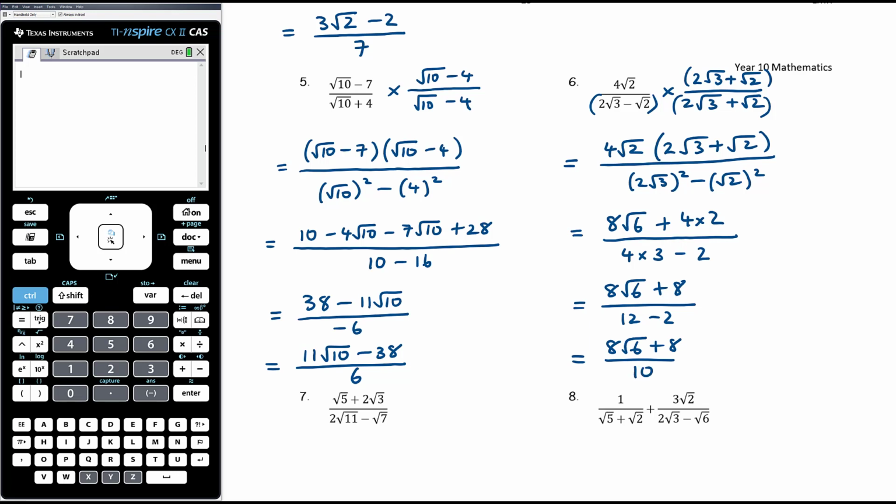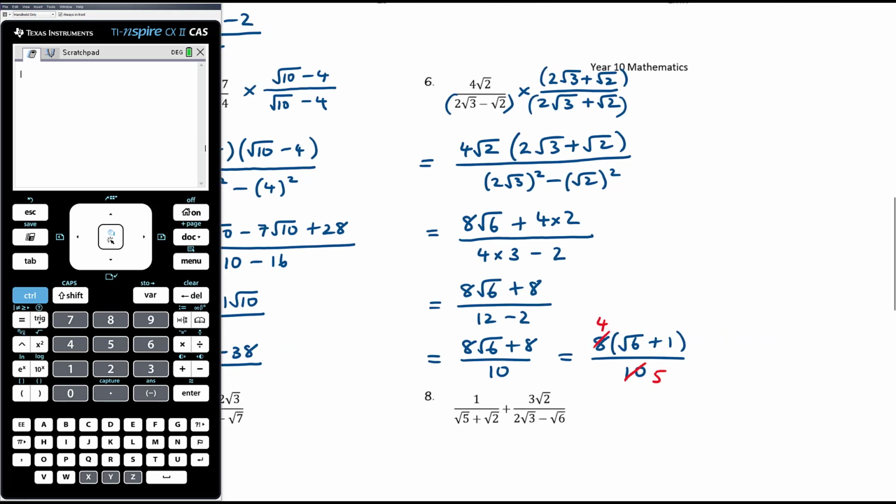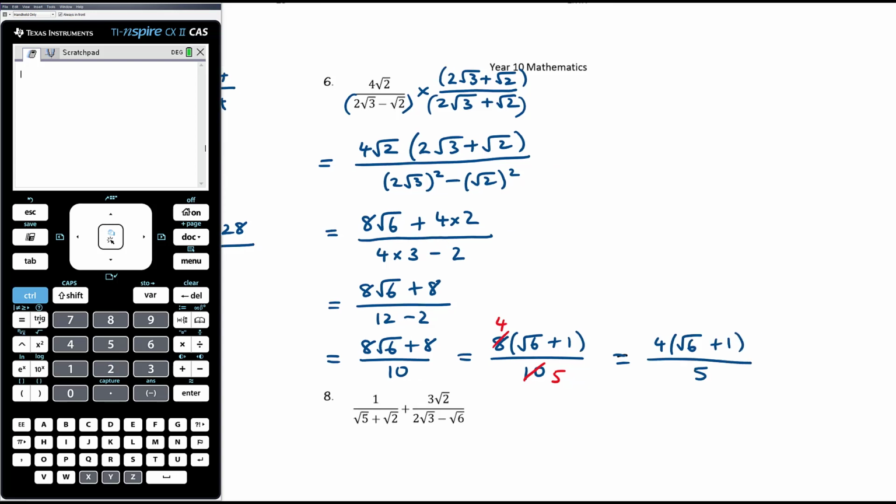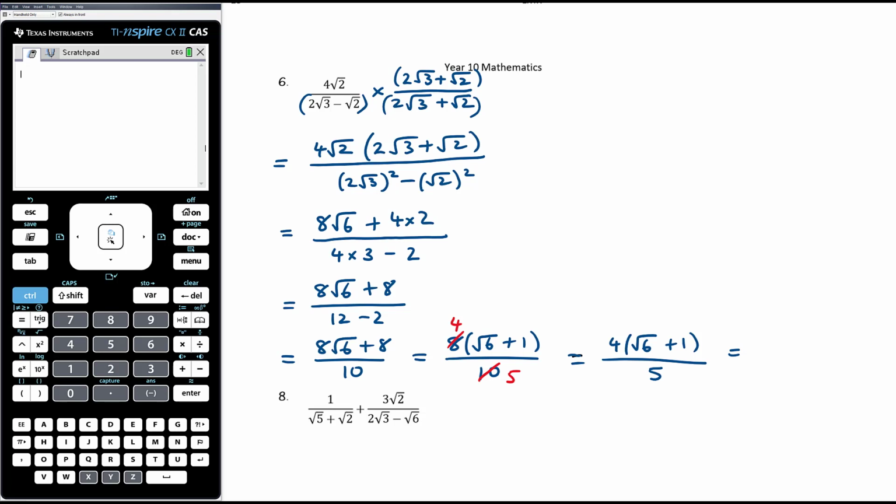Okay. There is a nice common factor of 2 in the numerator and denominator, so we could just factor out the 2. There is actually a common factor of 8 in the numerator. It's root 6 plus 1. But 8's not common to the denominator, so the only thing common between 8 and 10 is 2. Okay. So your answer could be written as 4 times root 6 plus 1 over 5, or you didn't need to completely factor out the 8, so it might be 4 root 6 plus 4 all over 5. Either of these is perfectly fine.